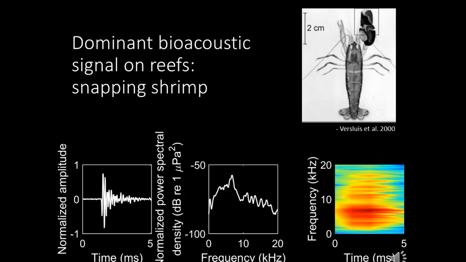Before we listen to some snapping shrimp, I just want to introduce you to a few figures that we'll see some of later. So first, this is the waveform, or the time domain of the snap. It's a broadband impulsive sound, normalized amplitude on the y-axis and time on the x. Then we have in the frequency domain, the power spectrum. And what we can see from this is that the peak frequency is around 7 kilohertz. So again, the frequency on the x-axis, power on the y.